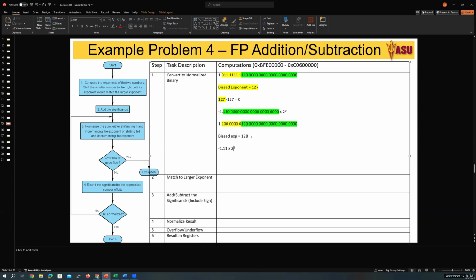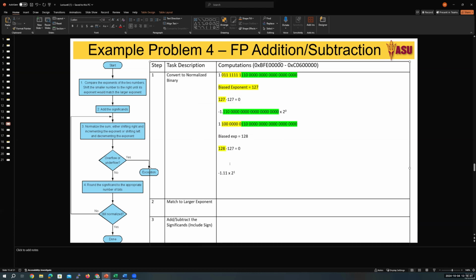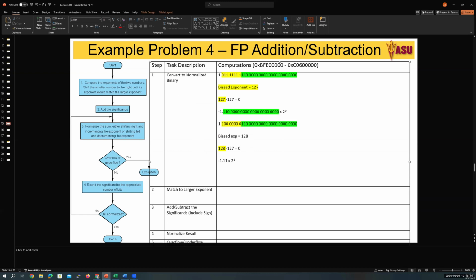Mind you, let me write it down here one more time so that no one gets confused. So yes, this is our biased exponent. I can add a lot of zeros to this, but let me do exactly that. So this is the new number. Remember, this is the first one, the 0xBFE, and this is the 0xC066.